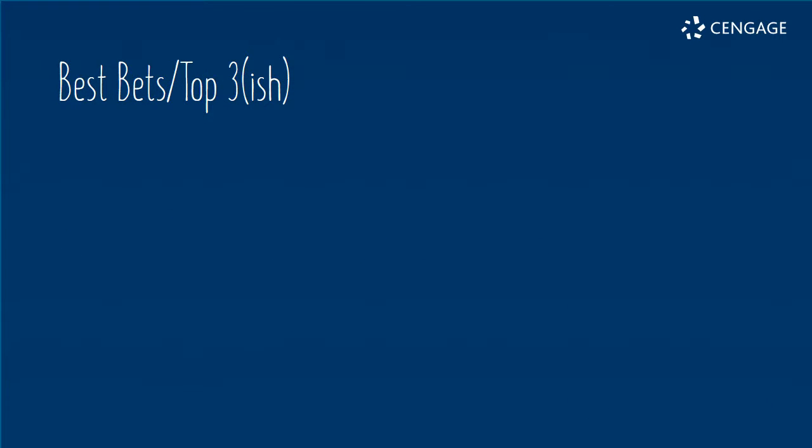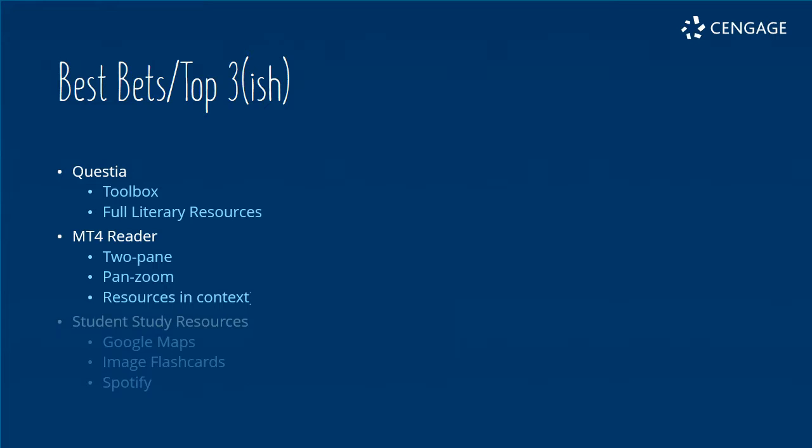Regardless of any conversation, the three biggest things here that are important to keep in mind are Questia, the MT4 Reader, and student study resources. Platform functionality is still relevant. It's especially going to be relevant for your print-only and your TakeShare customers.